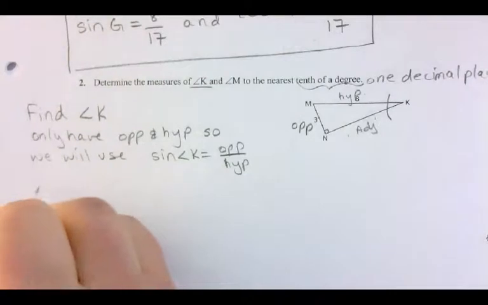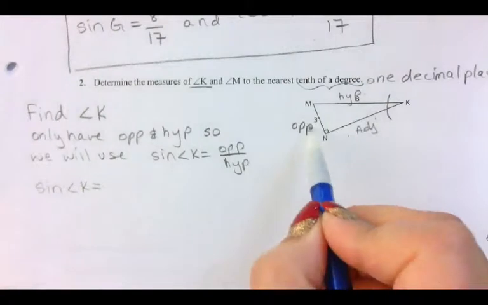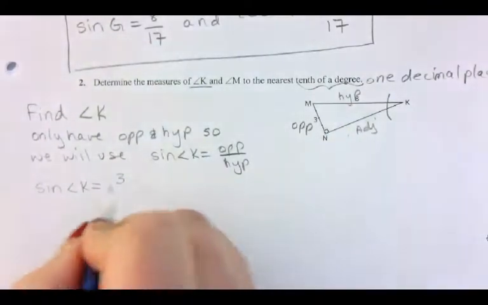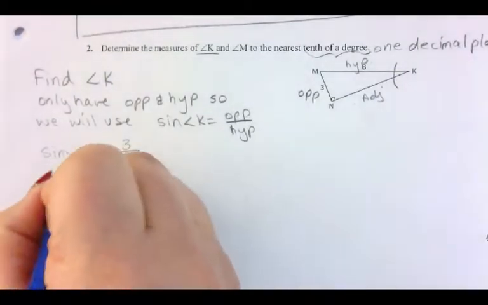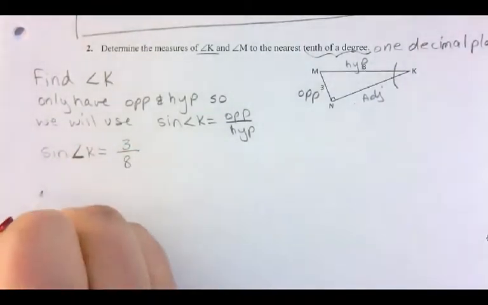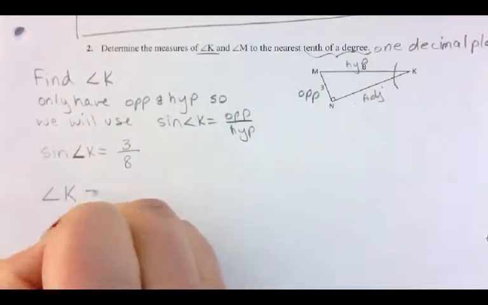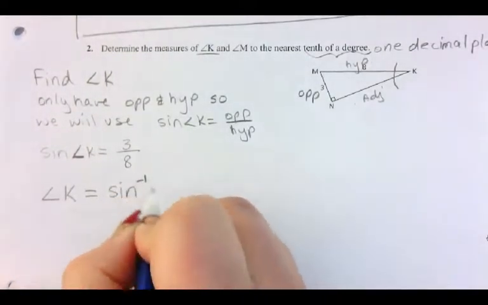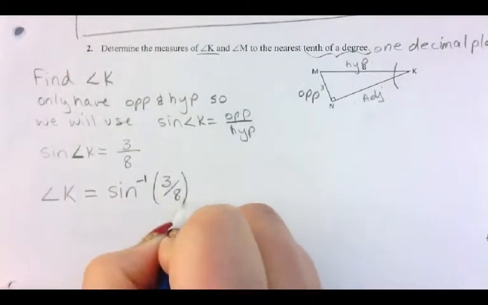Now let's fill in our numbers. So sine of angle K is equal to opposite, which is 3, and over hypotenuse, which is 8. Okay, so remember, when we are looking for angles, what do we have to remember to do on our calculator? And how do we write this out properly? So angle K equals sine inverse, and then you want to open your bracket and then have 3 divided by 8, close your bracket.